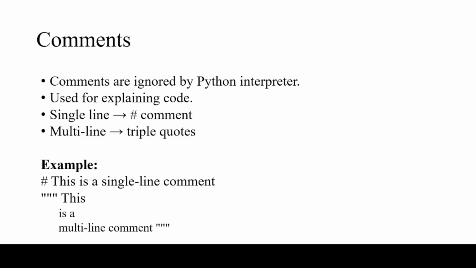Next one is comments. Comments are the notes in code that are ignored by the Python interpreter. These are only useful for reading and understanding purposes. They explain the code, and there are two types: single line comments and multiple line comments. Single line comments start with # symbol and multi-line comments are enclosed with triple quotes. I will give an example.